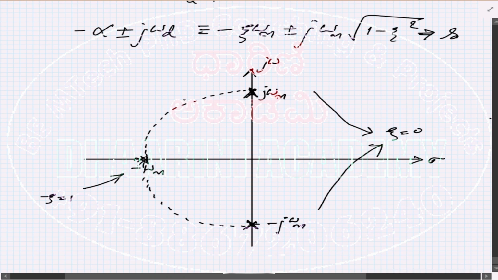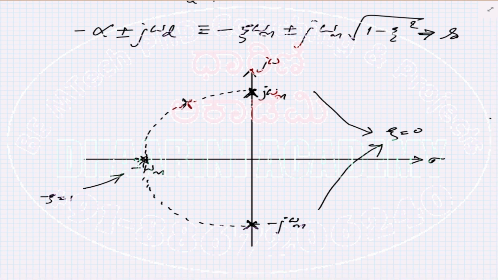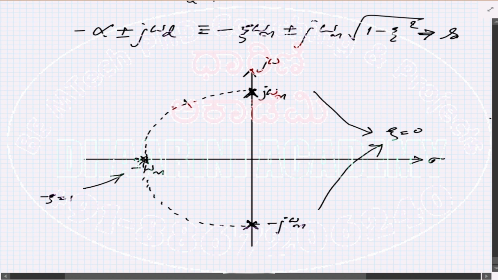So for any other value of zeta, I'll mark another point. I'll mark a point which has a zeta value between 0 and 1. Let's say that value is somewhere over here. Corresponding to this point, I'm going to have an equivalent point on the other side.